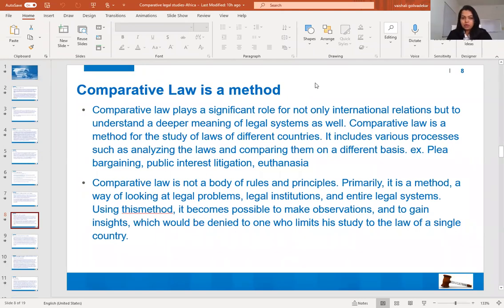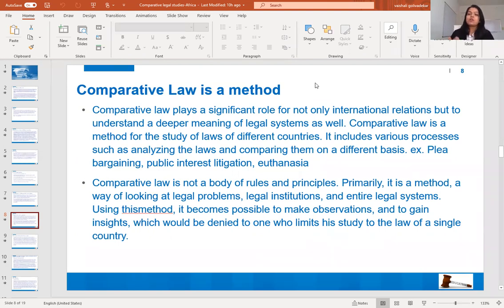Next point, comparative law is not a body of rules and principles. Primarily it is a method, a way of looking at legal problems, legal institutions, and entire legal systems. It's just a way of looking, like how we deal with theft or robbery in this way, how you deal with theft or robbery in your country. So how to deal with a particular problem is discussed in comparative law. Using this method, it becomes possible to make observations and to gain insights which would be denied to one who limits his study to the law of a single country.